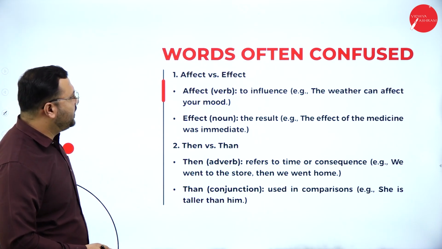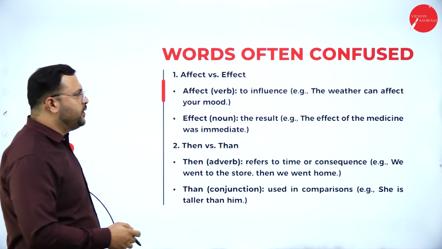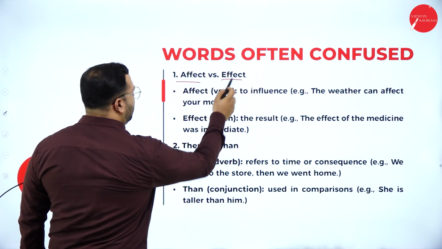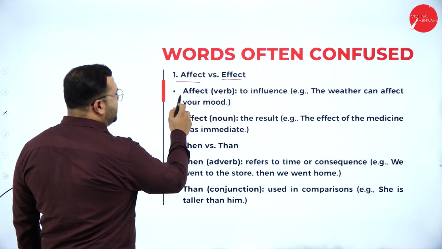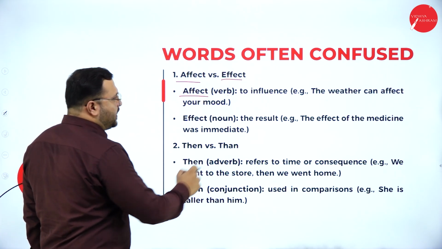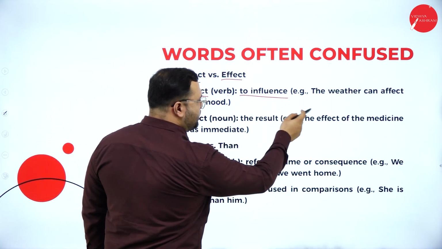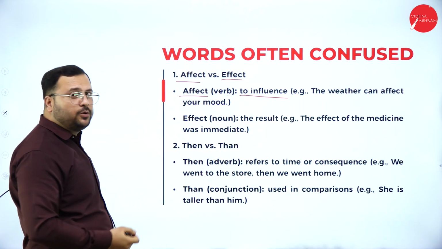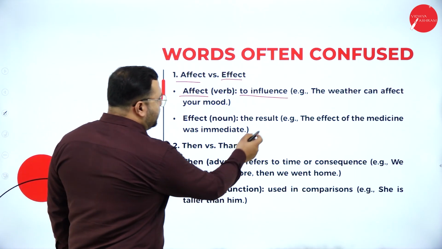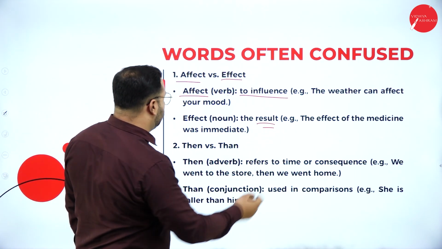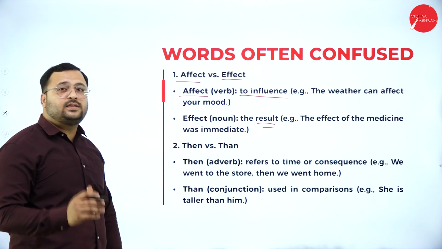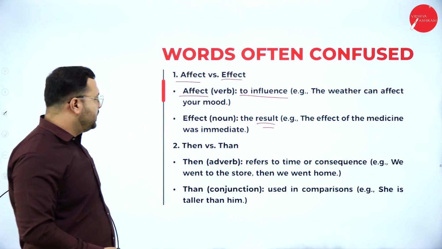So affect and effect. While speaking, we may get confused with these two words, affect and effect. Affect is a verb. That means to influence. Example, the weather can affect your mood. Effect is a noun. The result. The effect of the medicine was immediate. The result of the medicine was immediate.